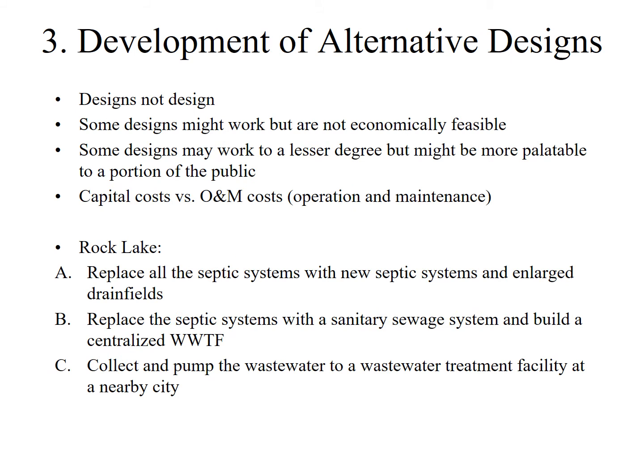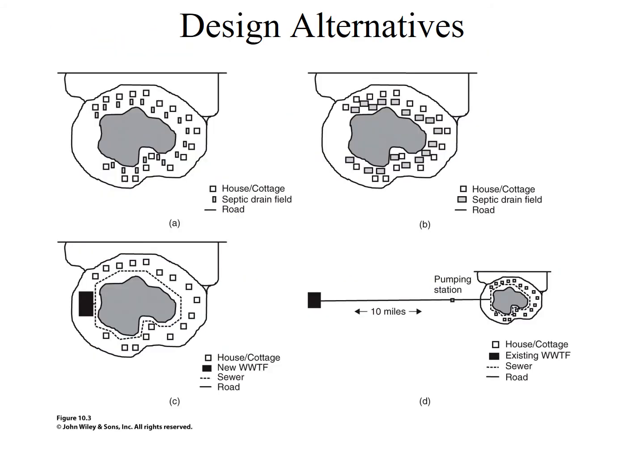So for Rock Lake, these are the options. Replace all the septic systems with new, improved septic systems that maybe have enlarged drain fields or incorporate phosphorus removal. Or we remove on-site systems, put in a sanitary sewage system and build a centralized wastewater treatment plant. Or we put in a sewage system, collect it and send it to a nearby city. So these are three options that, for the purpose of the case study, they've come up with.